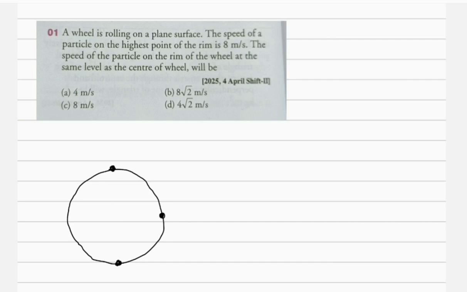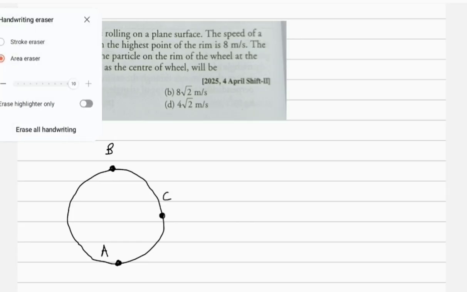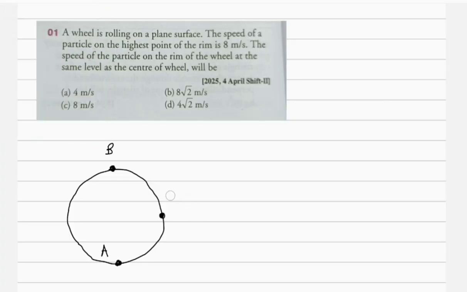This MCQ came in 4th April shift 2 of the 2025 JEE Mains examination. Students, let me label this lowest point as A, highest point as B, and the point midway as C. Or we can do one thing, let me label this center as C, and label this point as D. So the center is C, and midway, meaning at the level of the center, the point you see on the right side, that point is D.